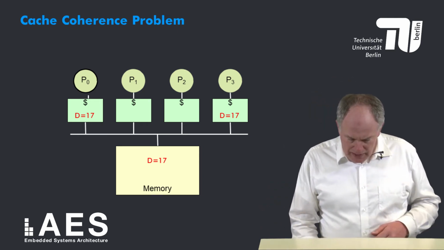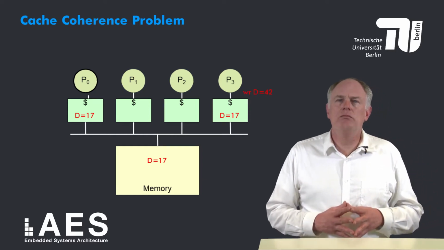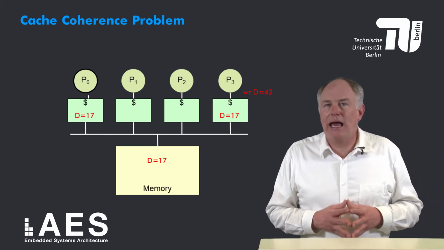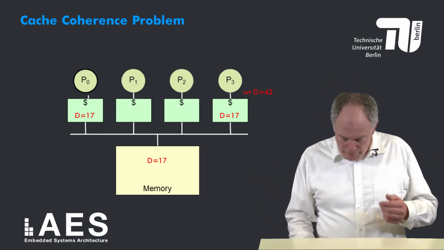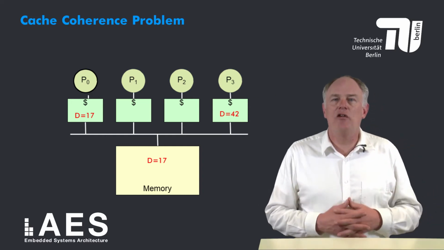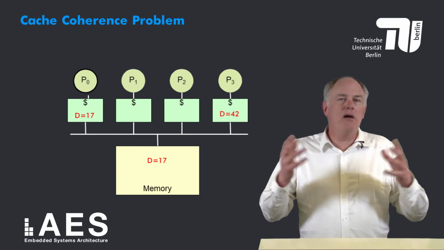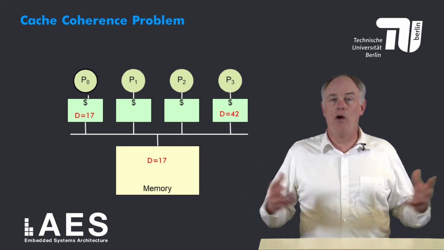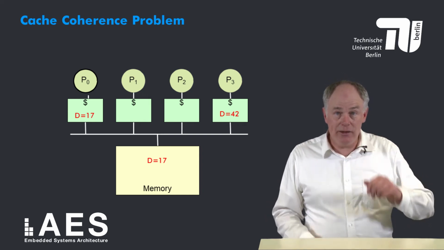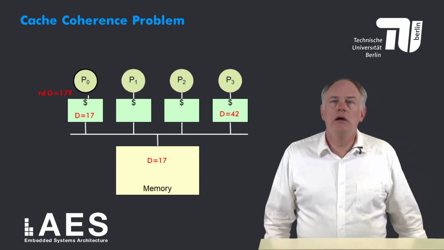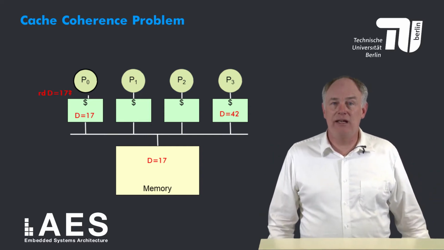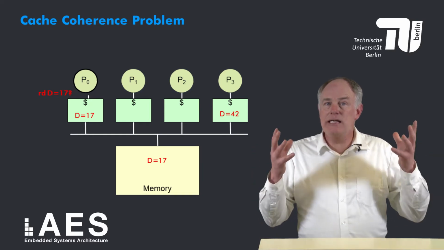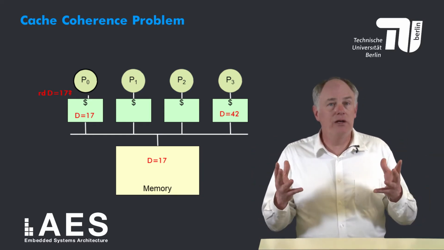Now P3 writes a new value, let's say 24, to D. Let's assume we have write-back caches, so we write the new value only to the cache of P3. Now there are still 3 copies of D, but they are no longer coherent. They are no longer the same. So when P0 again reads D, it will read the old value 17 it finds in its local cache. This is clearly wrong since D has gotten a new value, 42, before.